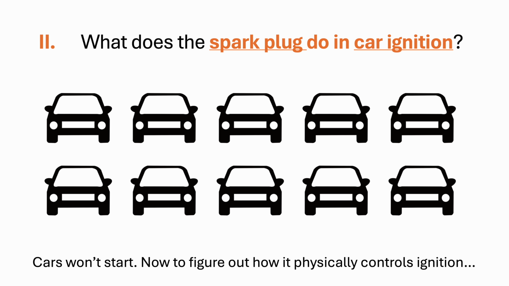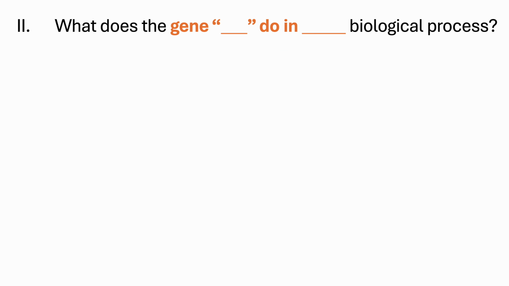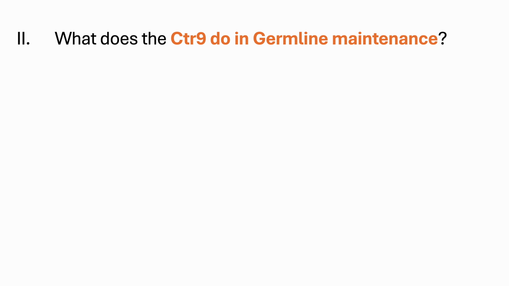The kinds of information you get depends on how you frame the question. So specifically, let's think about what a gene of interest does in some favorite biological process. Something that I'm familiar with was the gene CTR9 in germline maintenance.